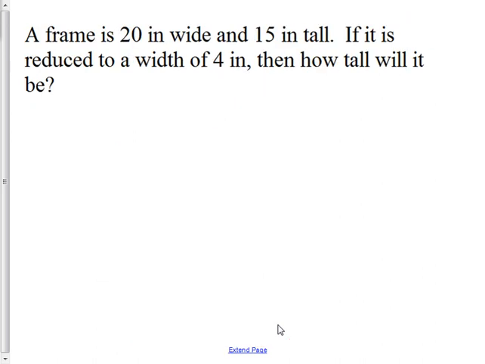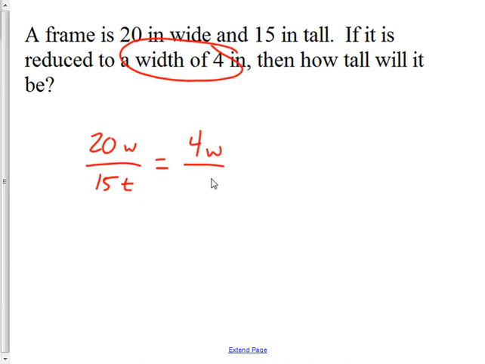Okay, a frame is 20 inches wide and 15 inches tall. So let's go ahead and write our ratio. So 20 wide and 15 tall. All right, if it is reduced to a width of 4 inches, again, this is a width, so I'm going to put it on the top with my other width. And my height, how tall it is, is going to be my x.